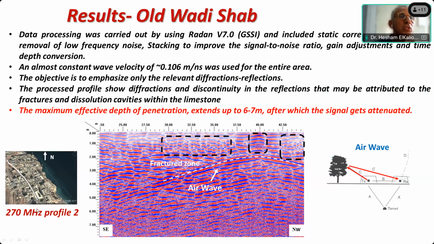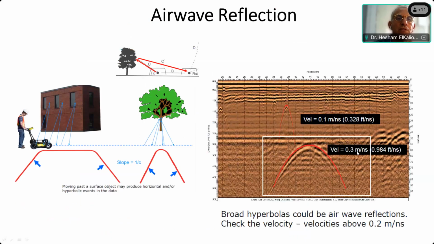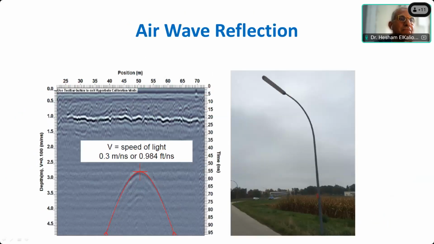To explain this airwave reflection, if you have the antenna transmitter here, it hits the tree or the building and turns back, and then we can see this broad hyperbola. And if you calculate the velocity, it's 0.3 meter per nanosecond. That is the velocity for air, so we know that this is from outside, not from inside the Earth. A light pole can also give a similar reflection of 0.3 meter per nanosecond. You need to be careful with any surface feature that could cause these reflections.